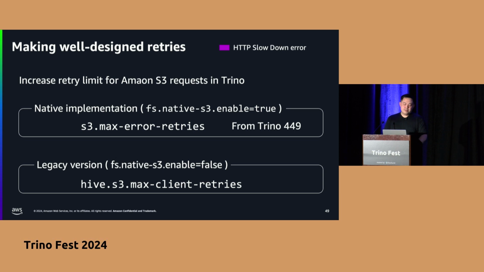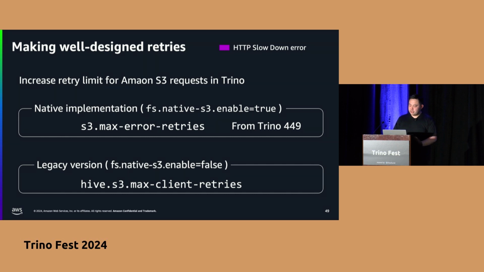So while Amazon S3 is internally optimizing for new request rate, you receive HTTP slowdown error responses temporarily until the optimization completes. So you can increase retry limit to take advantage of horizontal scaling capability in Amazon S3. Then your query can succeed eventually.